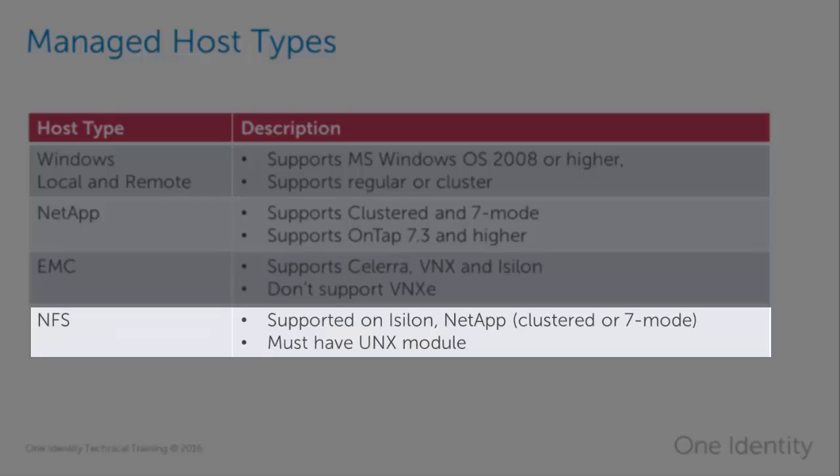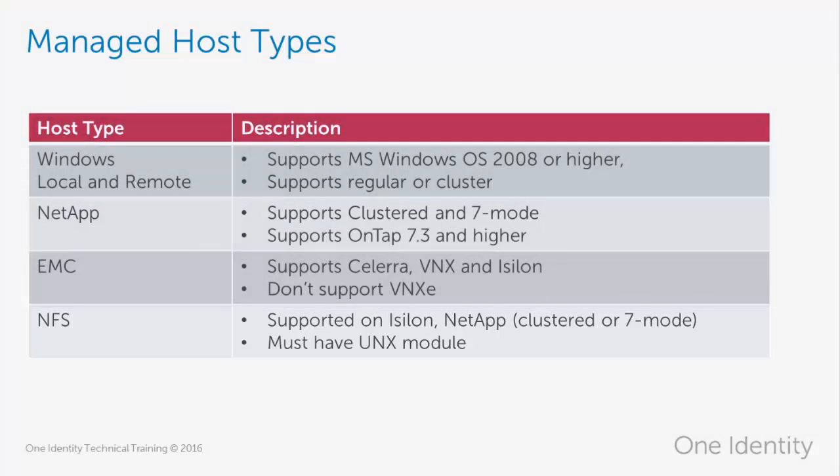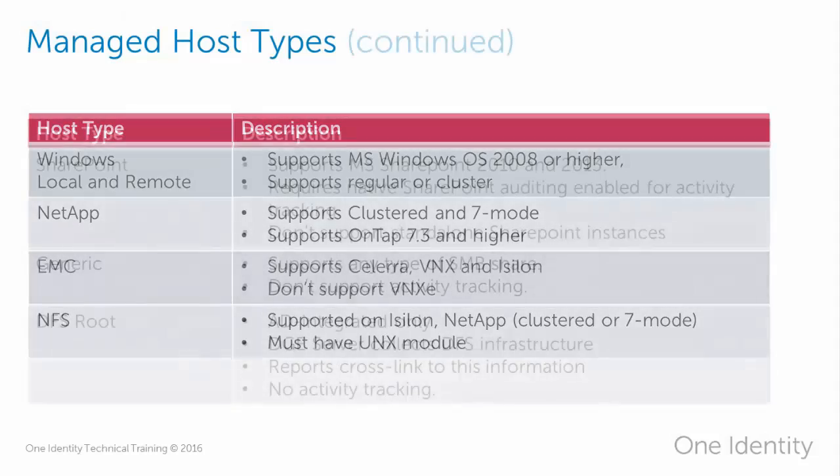Something new for DGE is NFS support. So if you have an NFS file system running on either an EMC Isilon device or on NetApp, just those two. So NFS on either Isilon or NetApp, and on NetApp it can be either in clustered or 7 mode. DGE will support that as well. In order to support NFS, you must have the Unix module installed in One Identity Manager, which is the UNX.